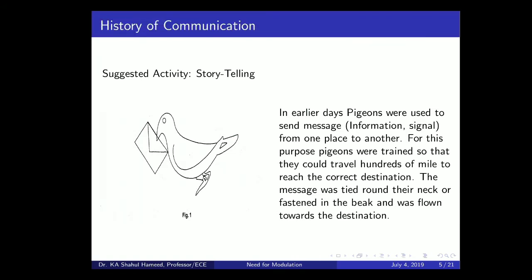I'm starting with the first topic, history of communication. We all know that in olden days, people exchanged information between two extreme ends in different ways. One famous way is pigeons. They used pigeons to send messages from one place to another. The message is written on paper and tied to the neck of the pigeon, and the pigeon will fly from one place to another. Pigeons were generally trained to fly more than 100 miles. This is one way of communication in olden days.